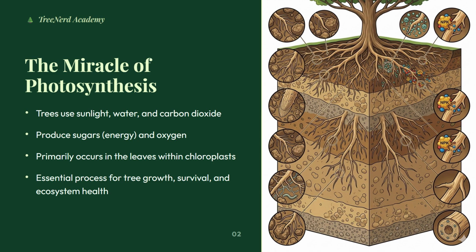As a vital byproduct of this process, oxygen is released back into the atmosphere, making photosynthesis not just crucial for the tree itself, but for sustaining breathable air for nearly all living organisms on our planet. It's a continuous cycle that underscores the profound interconnectedness of nature.